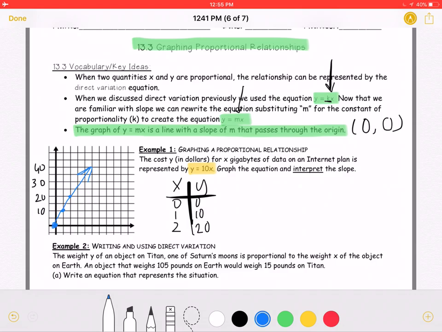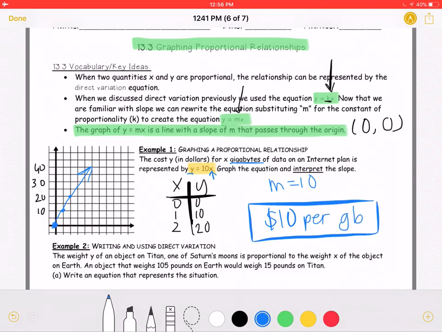So if m equals 10, which is our slope, that means it's $10 per, what is x representing? Gigabytes. Remember, y is giving us money. To find how much money it is, we just did 10 times the number of gigabytes. So what this slope means is that it's $10 per gigabyte. That's interpreting. Remember, interpret means to explain. So explain the slope. What does it mean for this problem? That's what we just did.